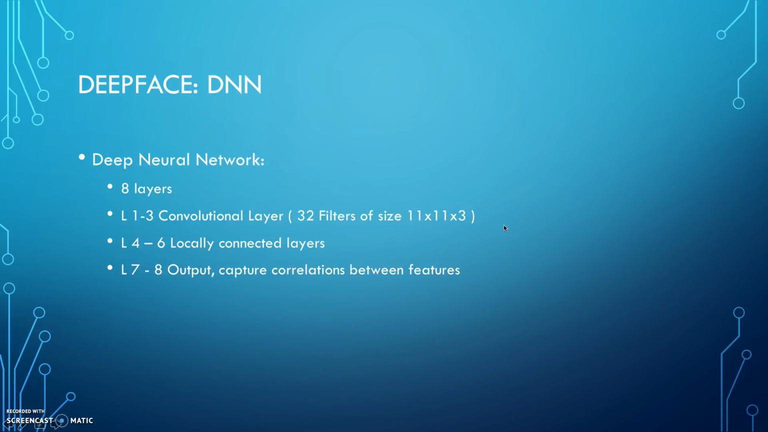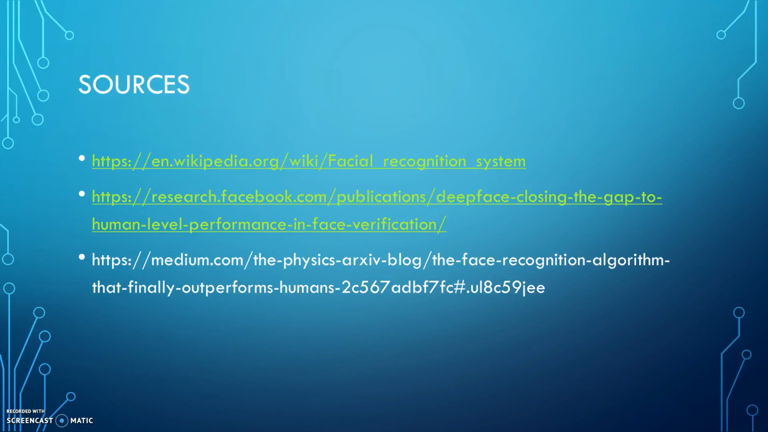So they feed this into an 8-layer neural network, a mix of convolutional layers and locally connected layers. And then eventually they get an output, which is to capture the correlations between features, like the distance between the mouth and the nose. So they normalize that data, and then are able to compare against a known data set and get that accuracy level. I'll post these slides here in the Dropbox and on my YouTube site.